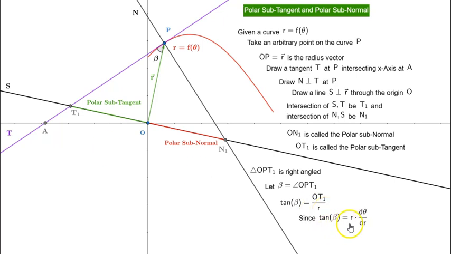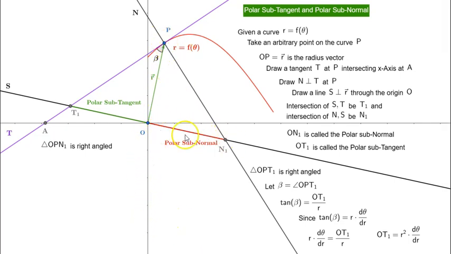Since tan beta is equal to R times d theta by dr, remember previously we have seen this, we can say R times d theta by dr is equal to OT1 by R, which means OT1 is equal to R square times d theta by dr. So this is the expression for the polar subtangent. Okay, now let's look at polar subnormal.